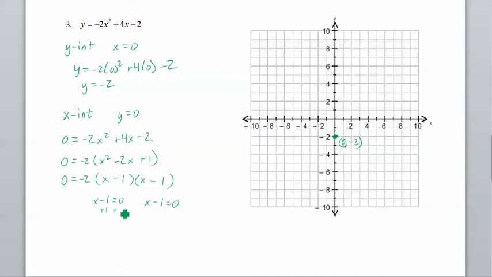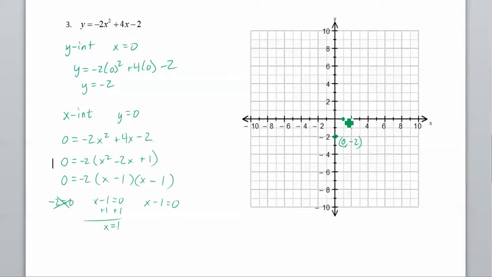So we add 1. I did ignore the negative 2 right here. The reason is because negative 2 can't equal 0. If it was an x, then yes, I would worry about it. But the fact is negative 2 equals 0 doesn't make any sense. So we end up with an x equals 1.